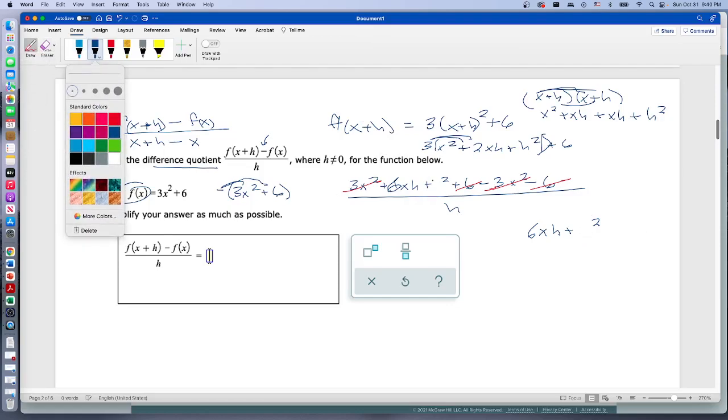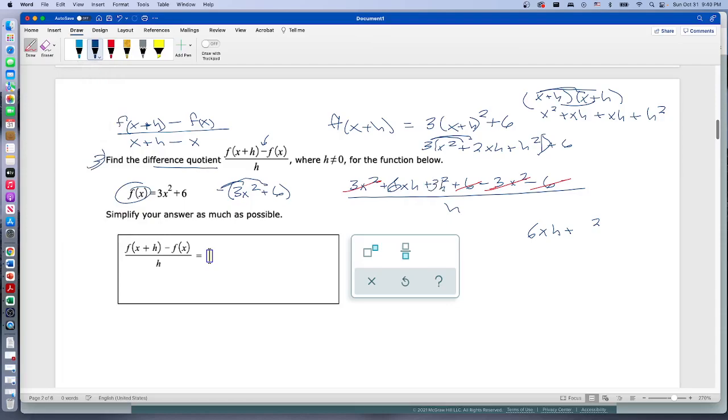So we have 6xh plus 3h squared, and that's all over h. Now we're going to want to reduce this. So in the numerator, we factor out an h. We're left with 6x plus 3h. We have an h down here. The h cancels, and so our final answer is 6x plus 3h.